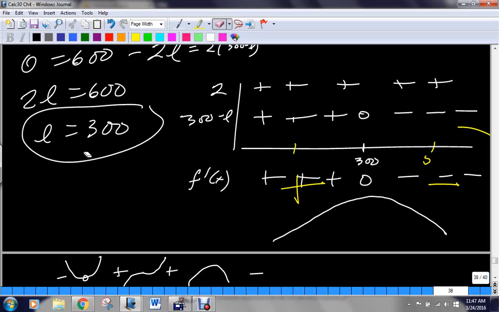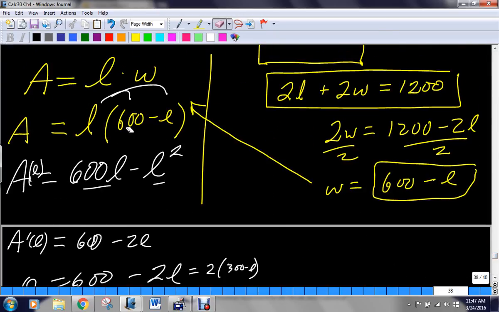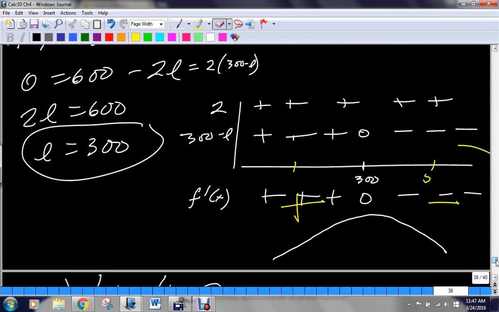So that's going to yield us a maximum of whatever function we've done the calculus on, and that is the area function. So that's going to be the L value that's going to yield us the largest possible area.